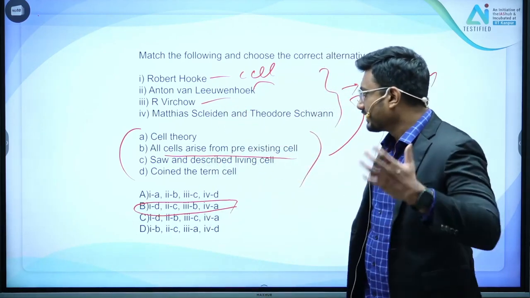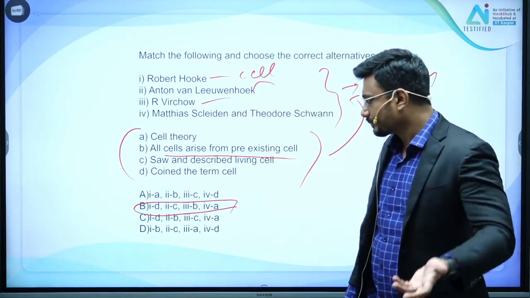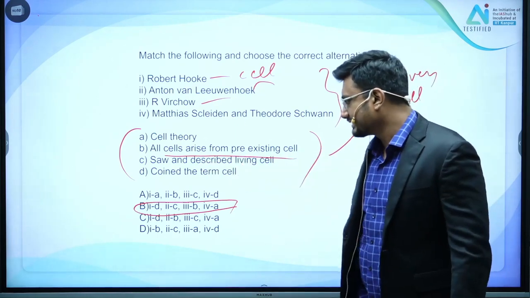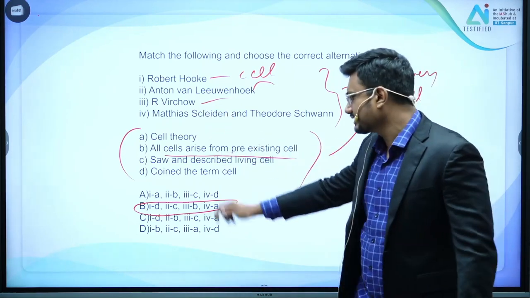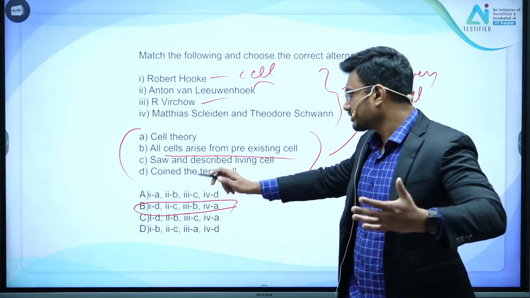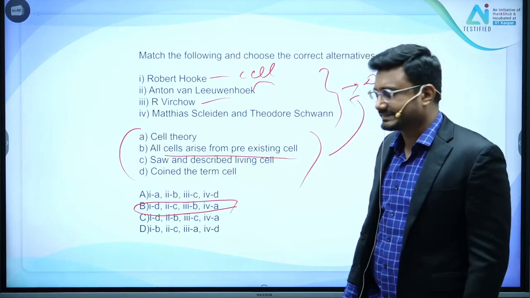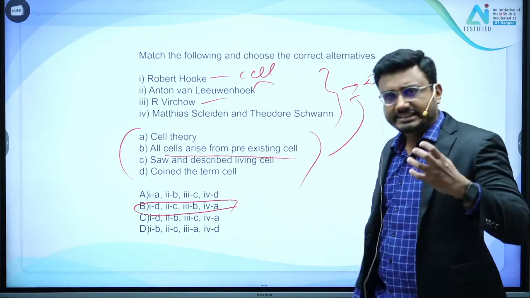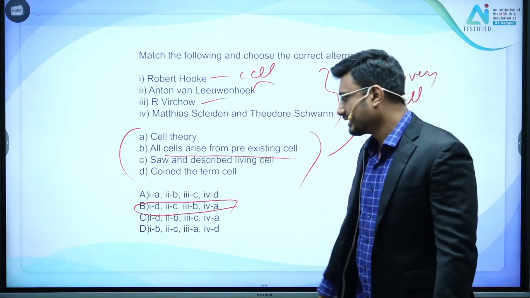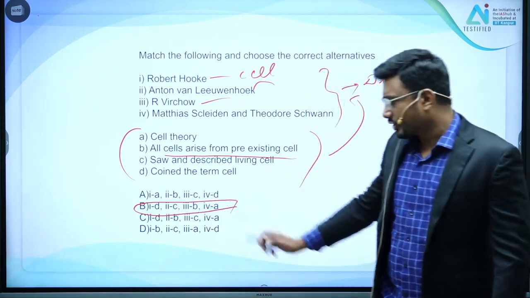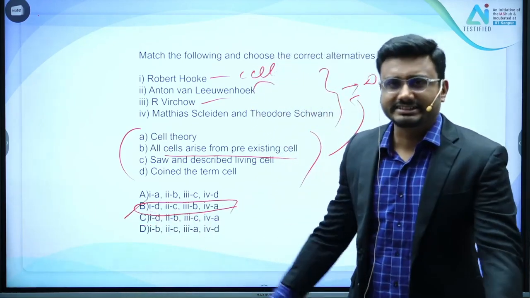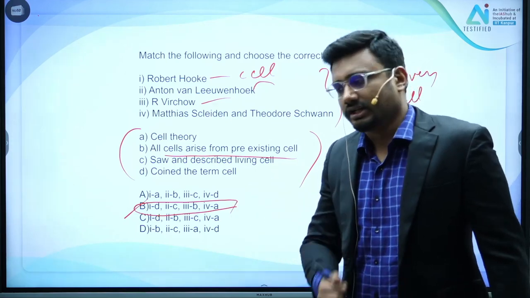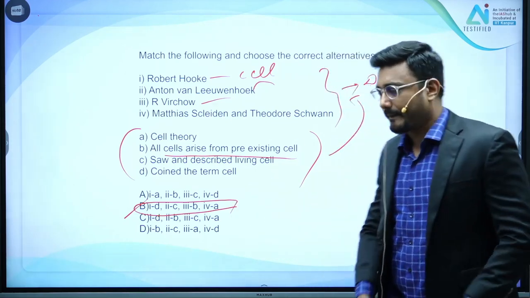Second, Anton van Leeuwenhoek. What did he do? He saw and described the first living cell. So second will be matched with C. Third, R. Virchow was the first one who postulated that all cells arise from pre-existing cells. Then the fourth one, Matthias Schleiden and Theodor Schwann, these scientists gave the cell theory. So the correct sequence is option B. From this single question we were able to understand the different roles of scientists in the discovery of the cell. Now let's move on to the next slide.